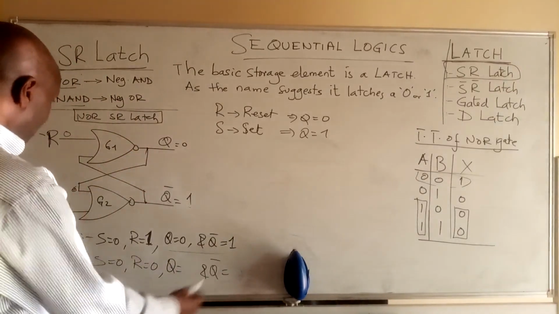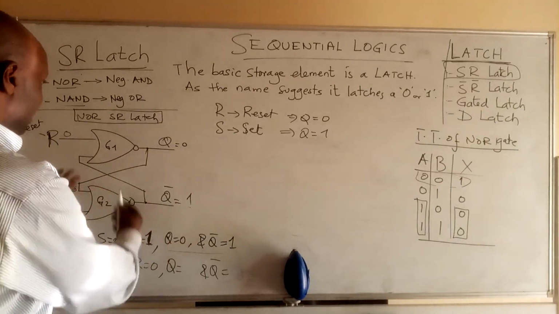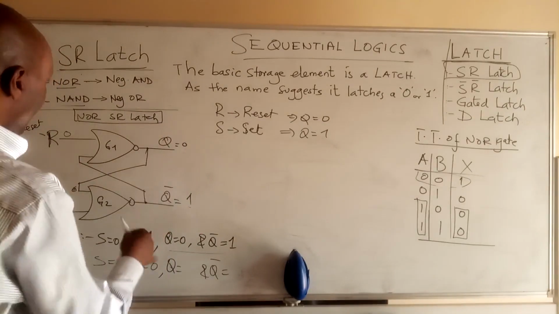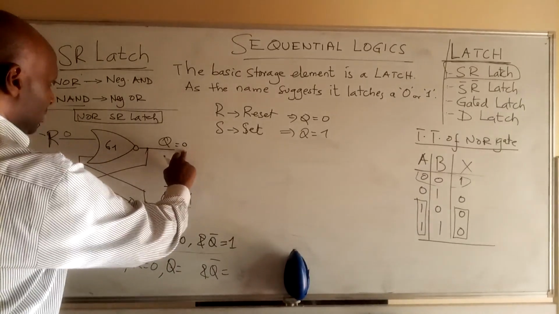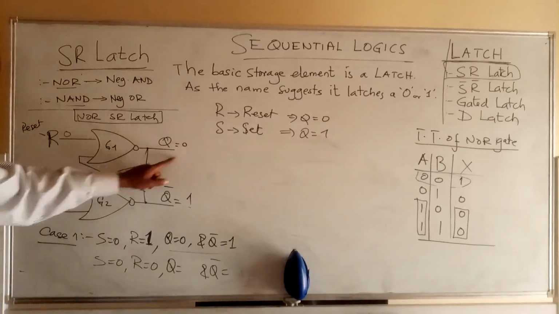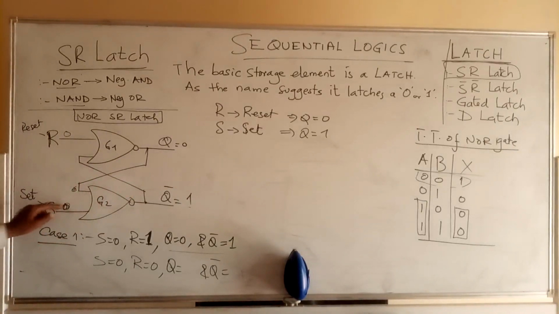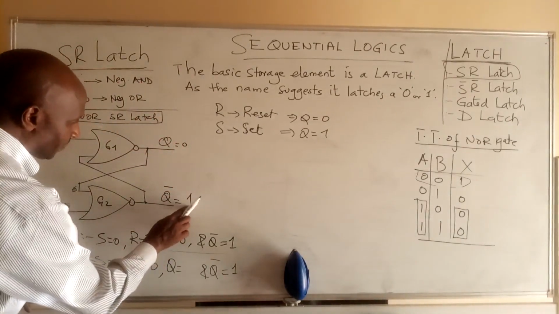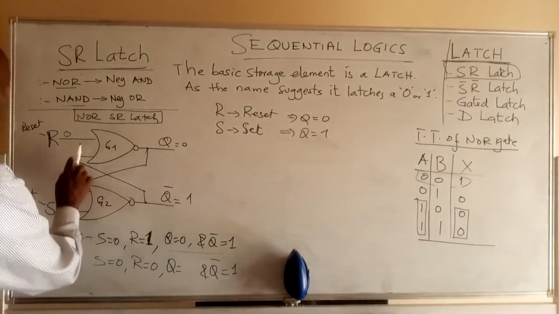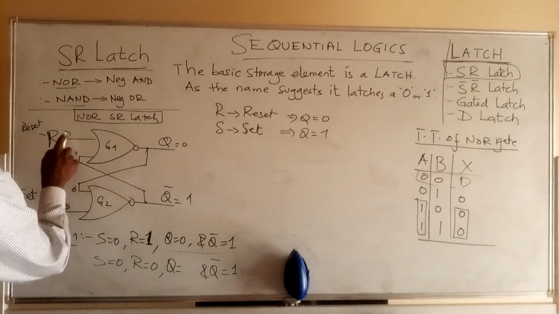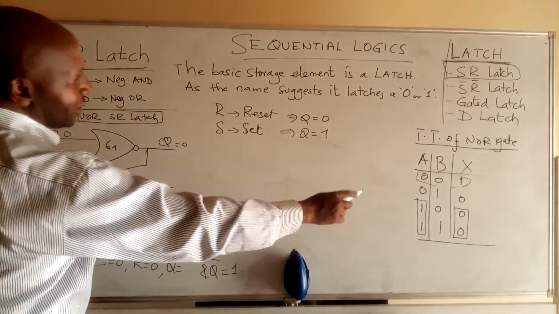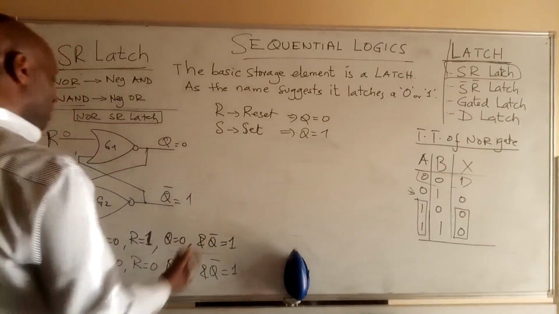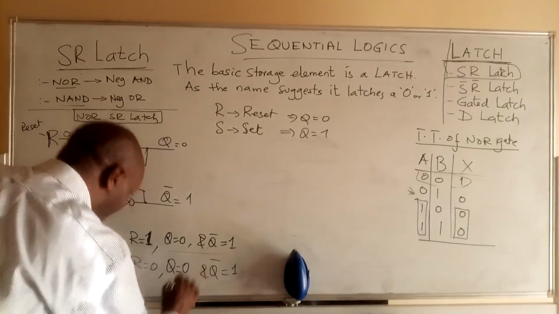As our previous output, remember, you have to use the previous output. Now, take the previous output, 0, take it to G2, 0, 0, we will have a 1. So Q bar is equal to 1. Take this 1, bring it there, 1, 0, it gives the output 0. So you see that Q also is equal to 0.